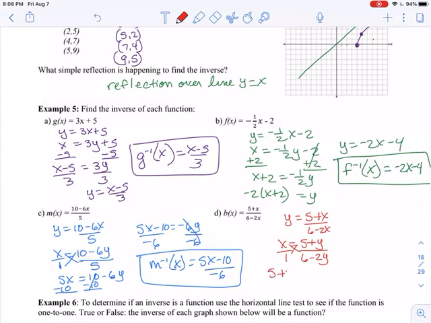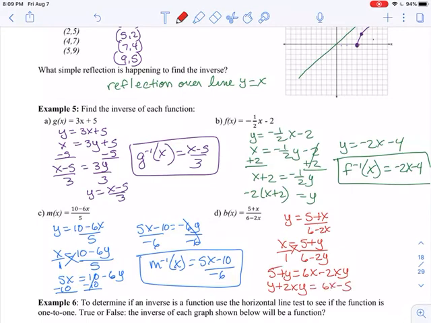So I have 5 plus y equals, and I'm multiplying x times 6 is 6x. X times -2y is -2xy. I want the y's all on one side. I got them on this side and this side. So I'm going to bring this 5 over to the right, and I'm going to bring this -2xy over to the left. So it's going to be y plus 2xy equals 6x minus 5.